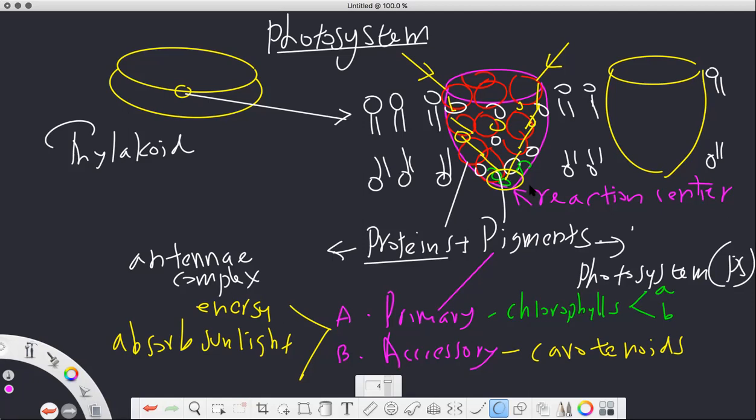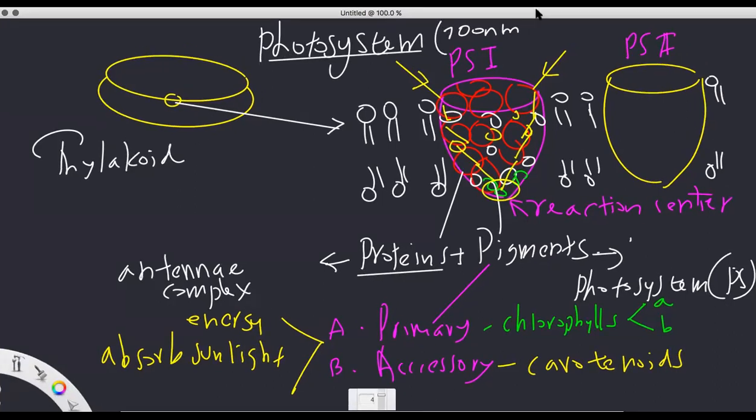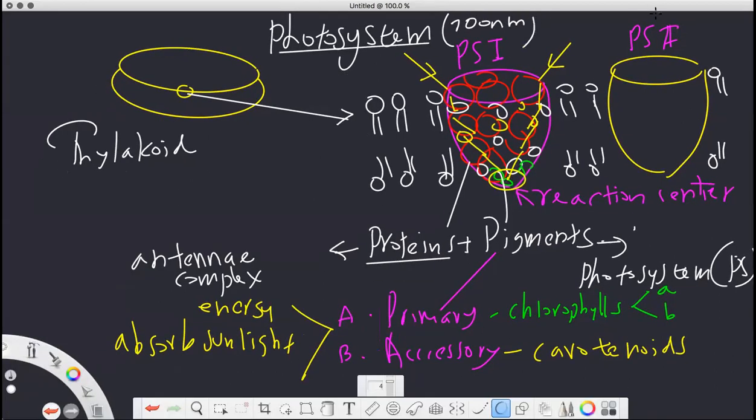There are two types of photosystem. Now you see here the two photosystems. The first photosystem is labeled as photosystem 1. The second one is also labeled as photosystem 2. And there's another name given: photosystem 1 is called 700 nanometer photosystem, and this one is called 680 nanometer.